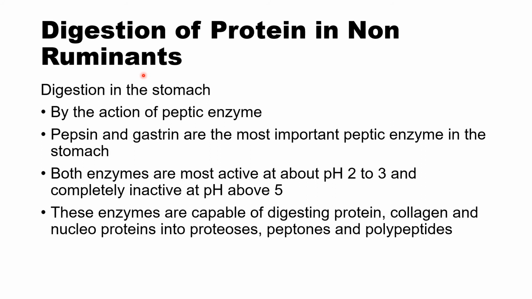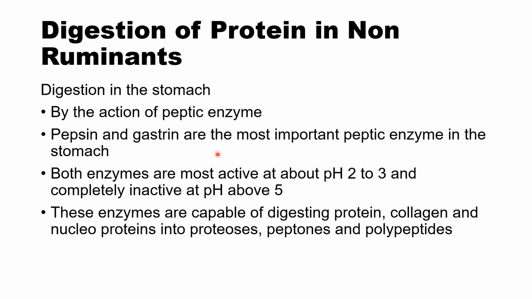Pero yung role ng mouth doon sa protein digestion is yung saliva, it will soften the food particle. So ginagawa niyang soft, which is helpful doon sa ingestion ng protein. So now after the mouth, pupunta na tayo doon sa stomach. So in the digestion in the stomach, it is by the action of the peptic enzyme. So when we say peptic enzyme, you have the pepsin and the gastrin. So yung pepsin and gastrin are the most important peptic enzyme in the stomach.